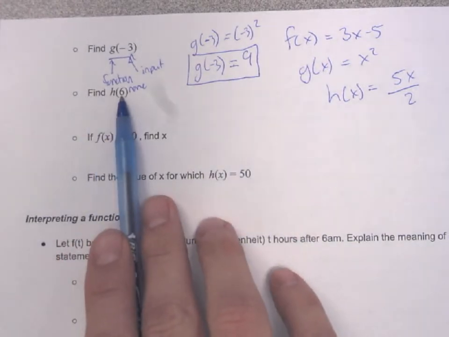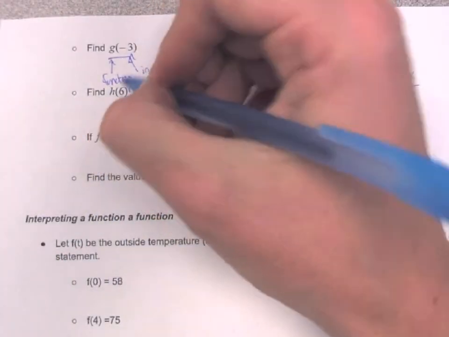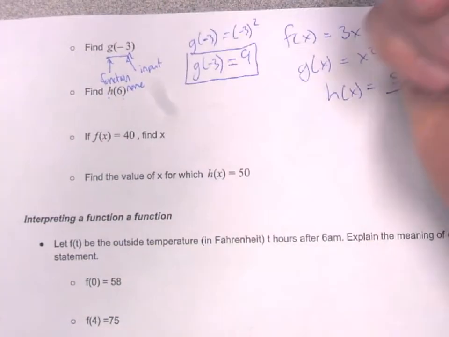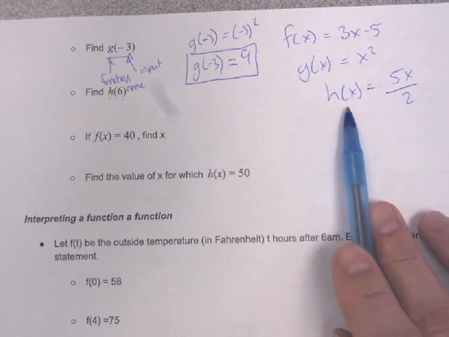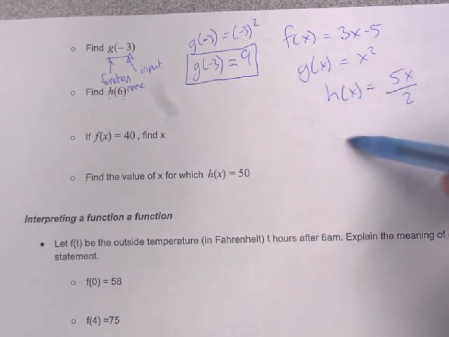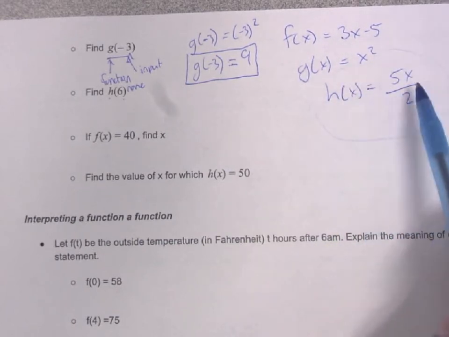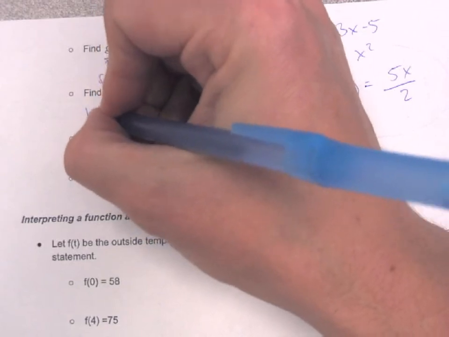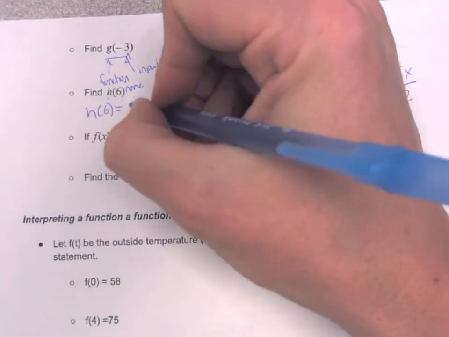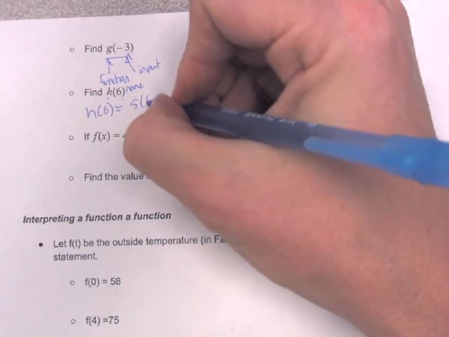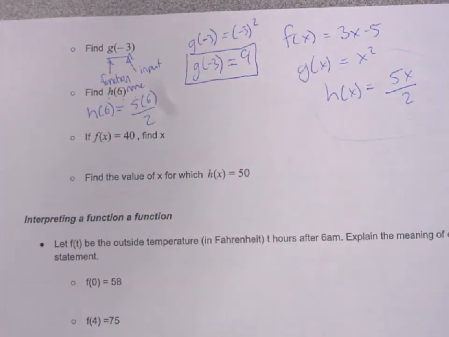Okay, h of 6, same idea. H is the function name, and then 6 is the input. So they're saying use the h function and use an input of 6. So if I take this function and I put a 6 here and a 6 here, I get h of 6 equals 5 times 6 over 2.